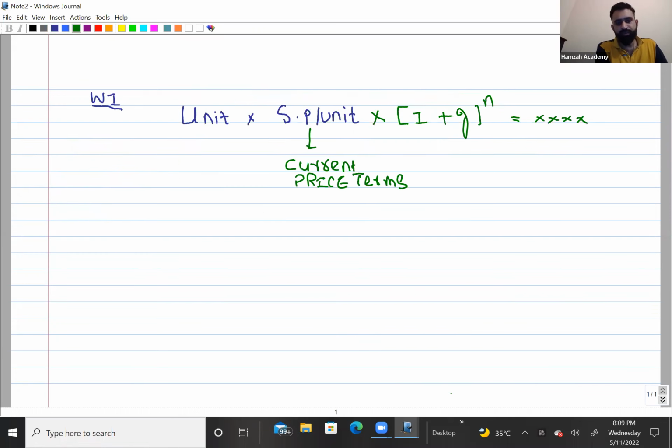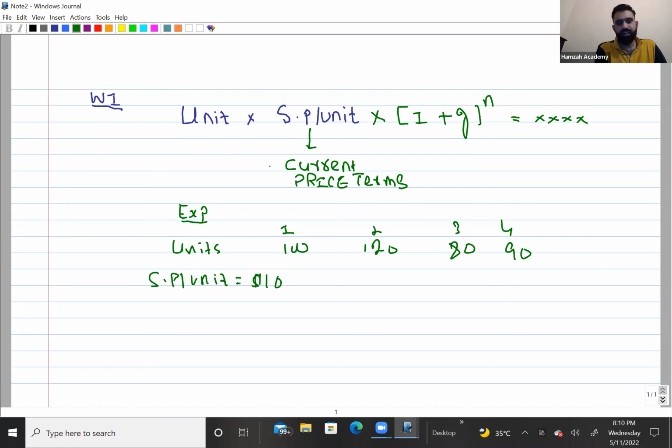Now, let me perform a little calculation for you. For example, we have years 1, 2, 3, and 4. In the exam, we will be given the units: 100, 120, 80, and 90. The sale price per unit, for example, is $10, and that sale price is in current price terms. And the growth in the sale price is 4%.